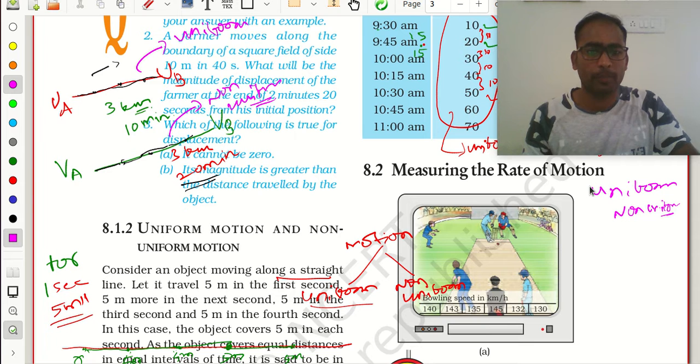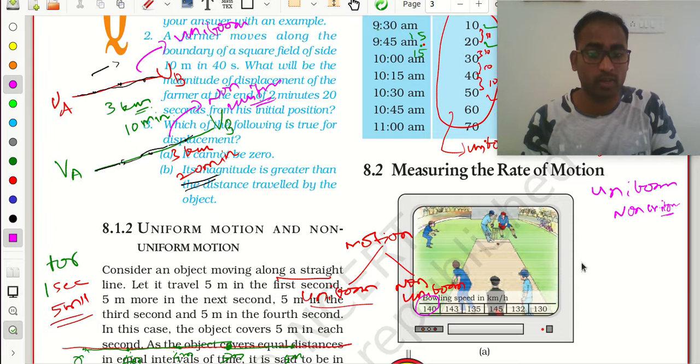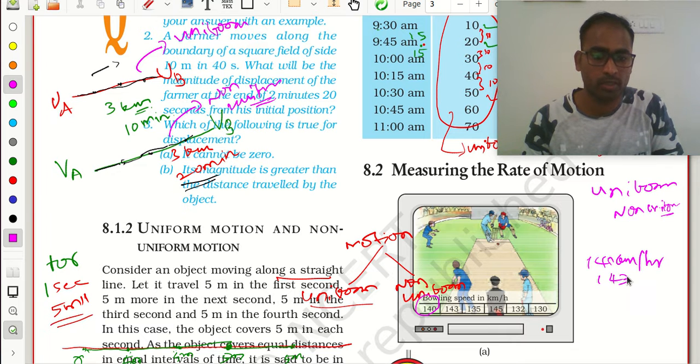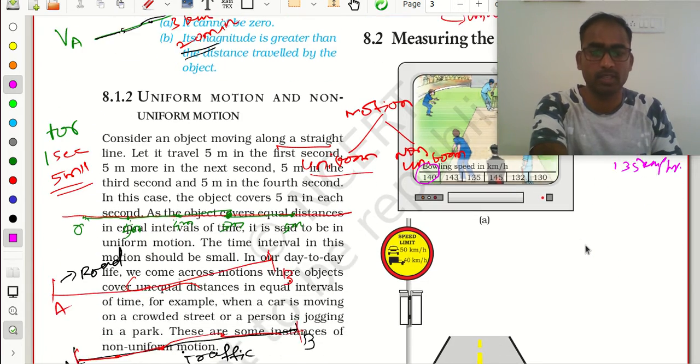Suppose you observe a cricket match, one bowler is bowling, na? In 1 over he will have 6 balls. Okay, 6 balls he has to bowl. In his bowling, the first ball is 140 km per hour, his speed. Okay, second ball 143, third ball 135 km per hour. Like this, its speed is changing in a complete over. It means his rate of motion is changing. So next we need to measure the rate of motion.